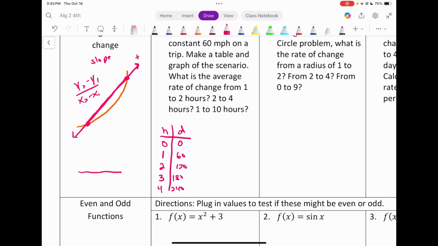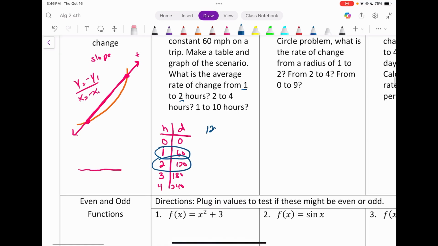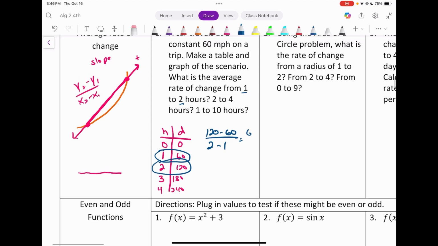Next up, it says, what's the average rate of change from 1 to 2 hours? So that would be from here to here. We're going to take our outputs, y2 minus y1 over x2 minus x1, and we're going to see the average rate of change. 120 minus 60 is 60, over 1, or just 60 miles per hour. So that's going to be our average rate of change between those two. And again, it's simply telling us how quickly something's changing.